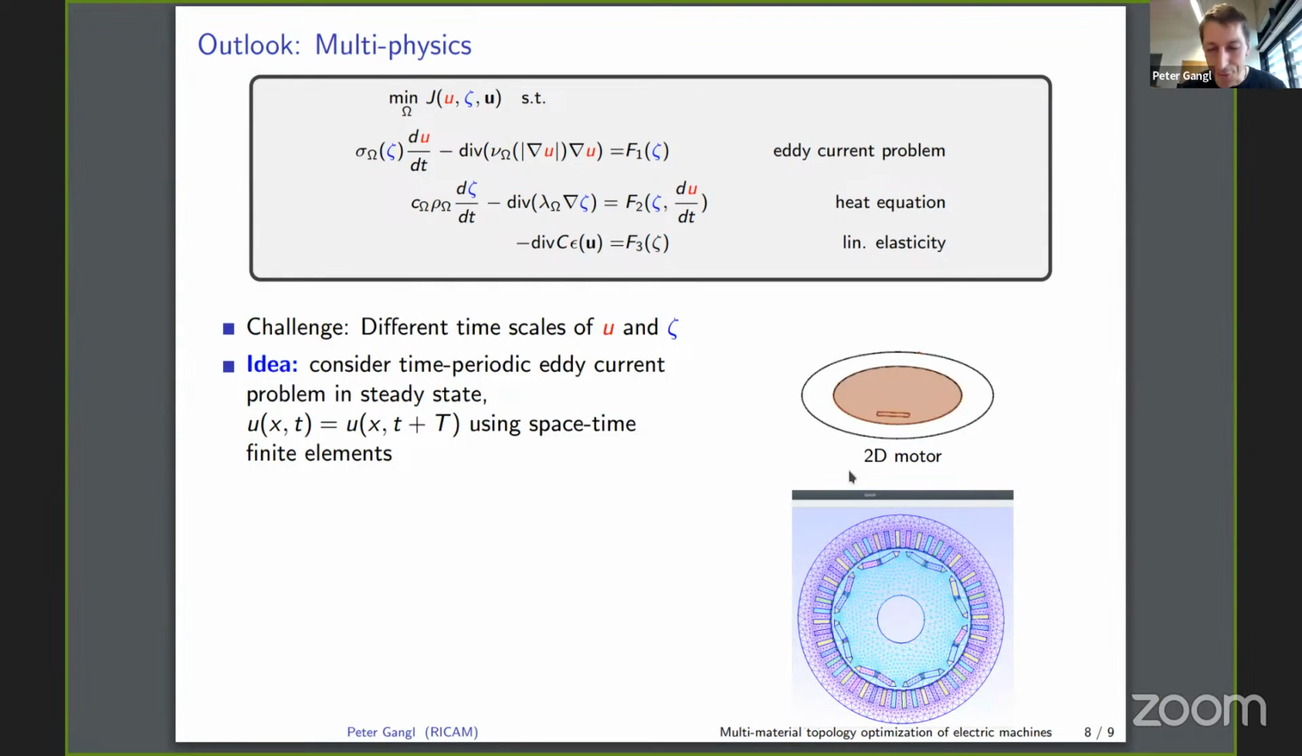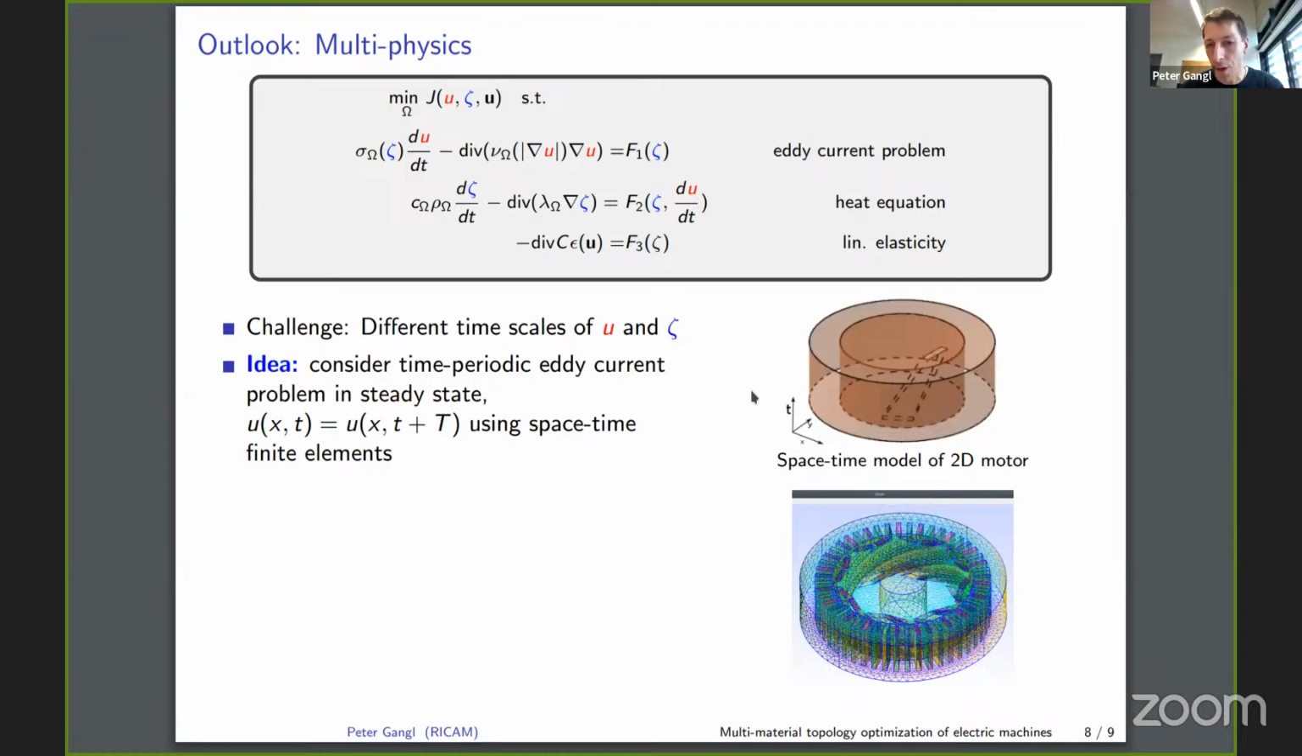So that's a different topic, but basically it just means that instead of solving a sequence of two-dimensional problems, you solve one three-dimensional problem where time is the third dimension. Here you can see a space-time geometry and a space-time mesh for an electric machine. It has certain advantages. You can use adaptivity and parallelization also in space-time, not only in space.